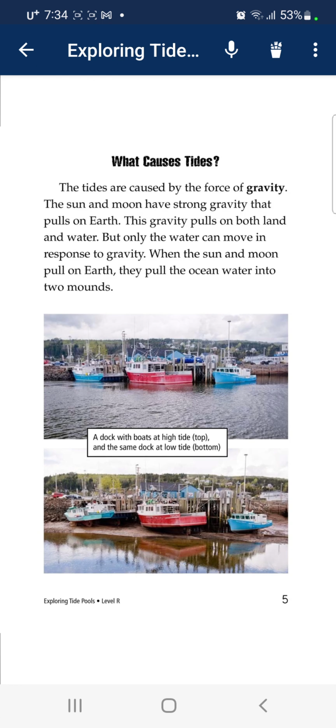What causes tides? The tides are caused by the force of gravity. The sun and moon have strong gravity that pulls on Earth. This gravity pulls on both land and water, but only the water can move in response to gravity. When the sun and moon pull on Earth, they pull the ocean water into two mounds.